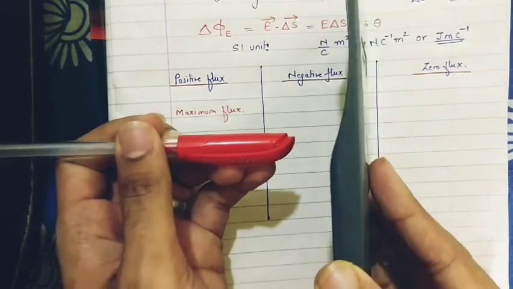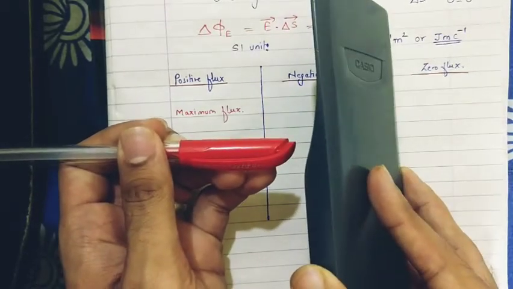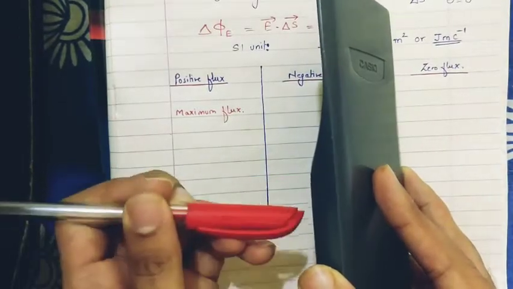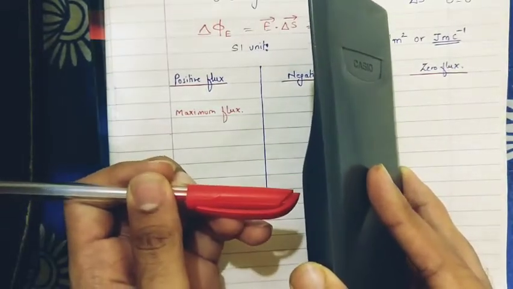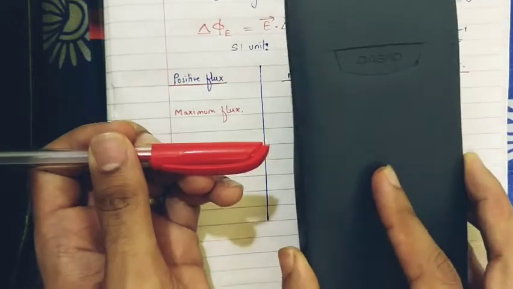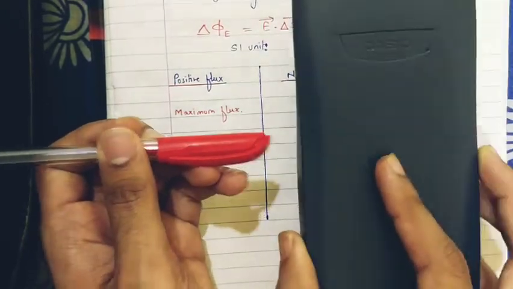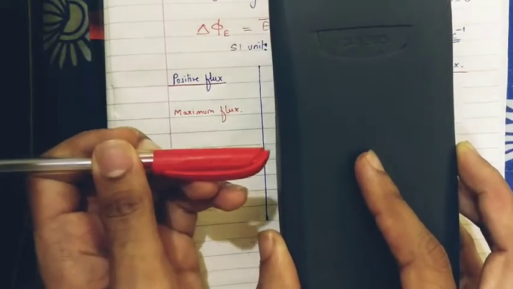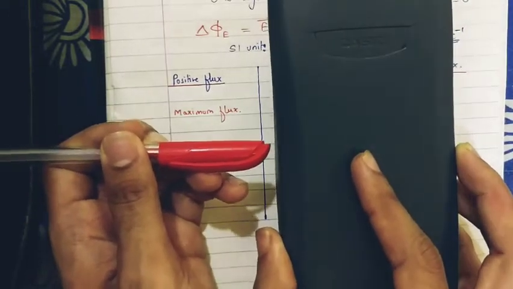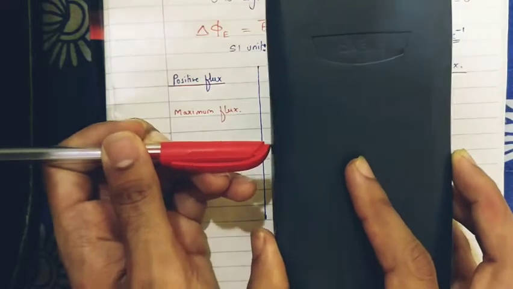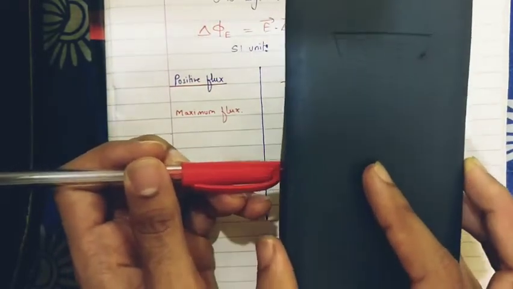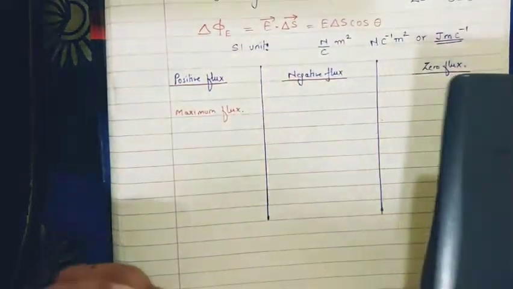Supposing I keep it at an angle like this, what is going to happen? The electric field lines passing through the area are definitely going to reduce. And if I completely turn it this way, so the area is parallel to the electric field vector, obviously there will be no electric field lines passing through this area. The number of field lines passing through will be 0. So this is the simple case where we are going to see positive flux, negative flux and zero flux.